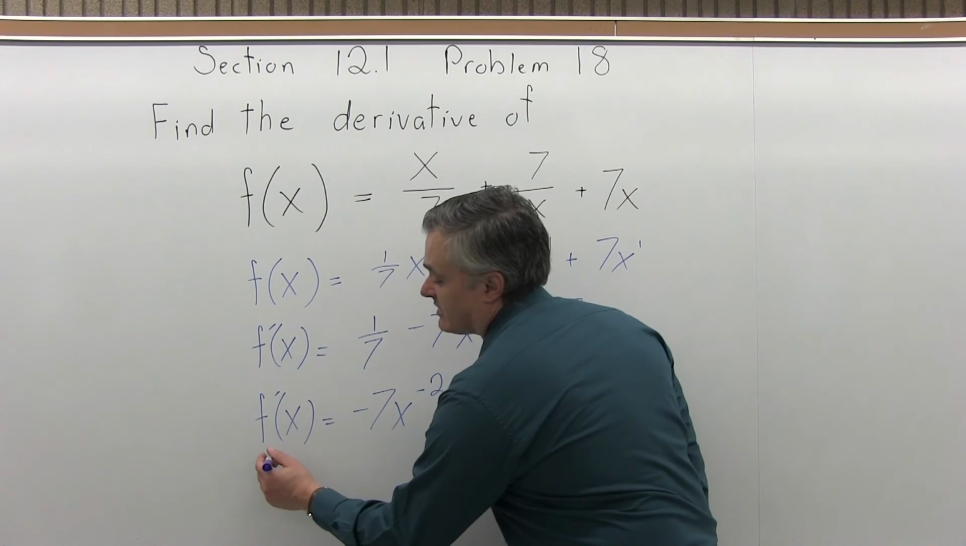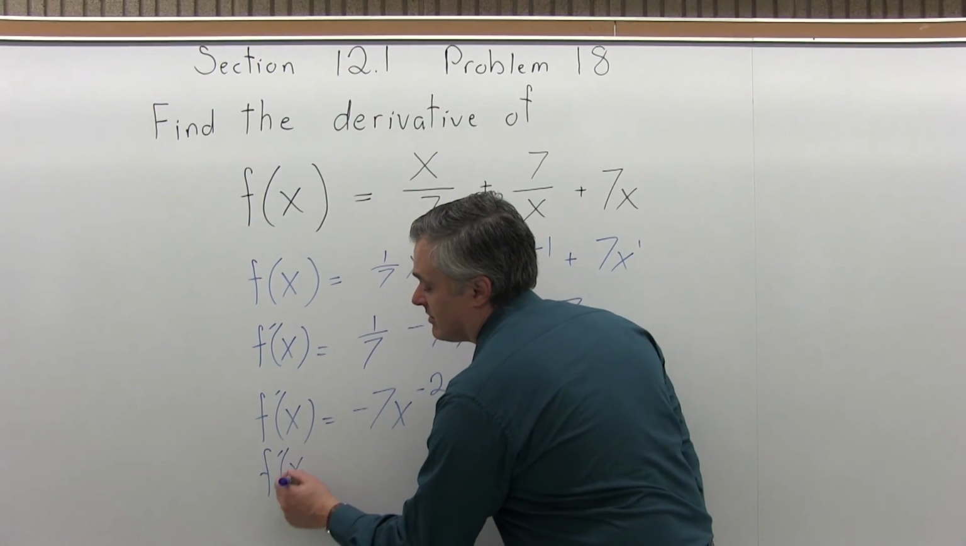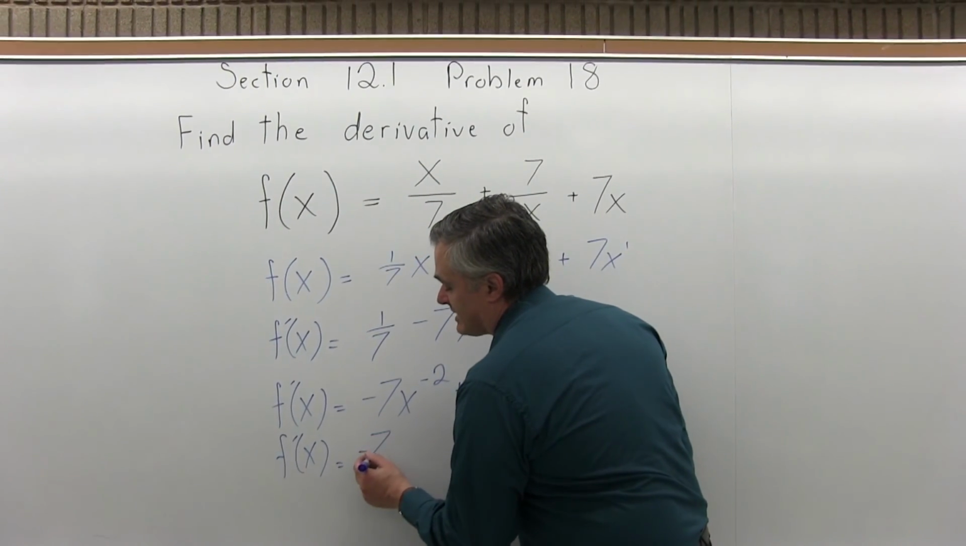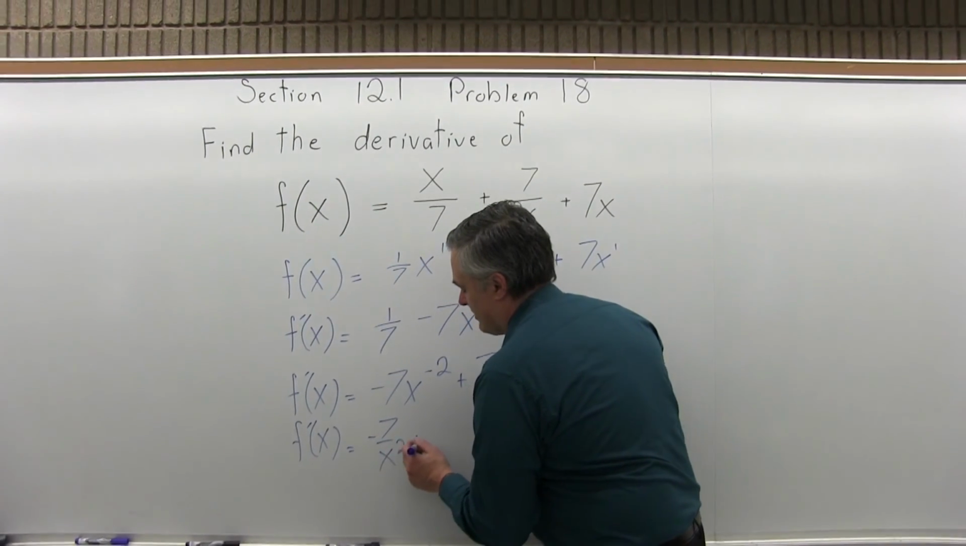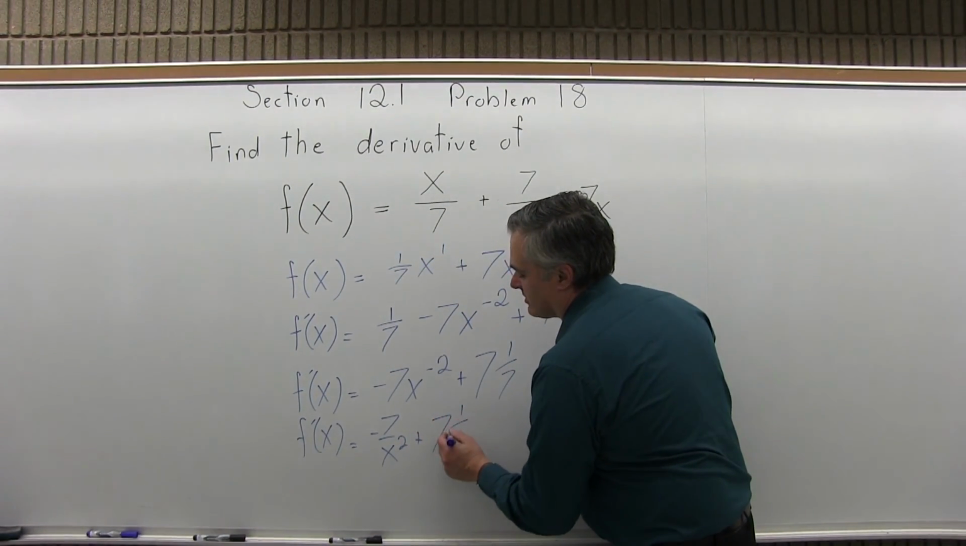In fact, even the x to the negative 2, if you like, you could write that as minus 7 over x to the second plus 7 and 1/7. You could do that if you want.